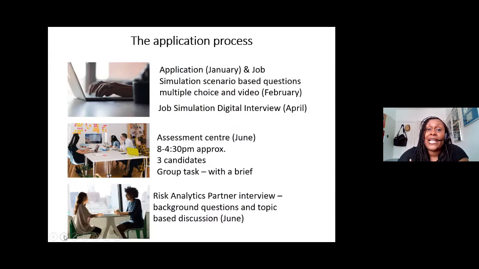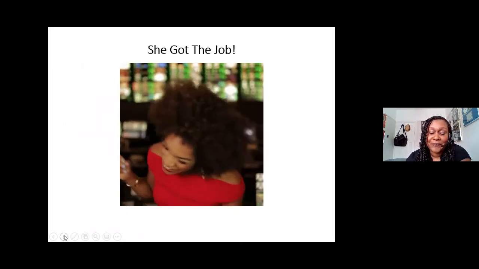So very quickly, she had an application form online. She had a job simulation digital interview. From January to April, this was all happening. Then in June, she had an assessment centre. There were 3 candidates and there was a group task and a brief, and they all had to work together. And then there was a one-to-one partner interview in June. And thankfully, she got the job.